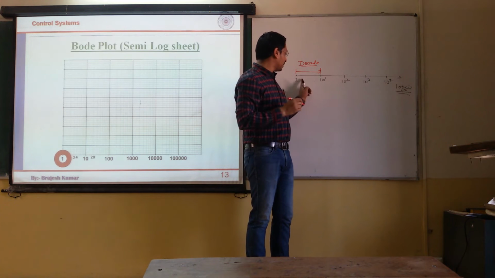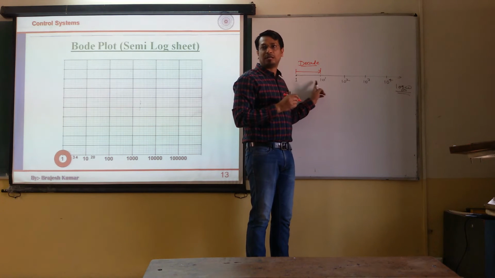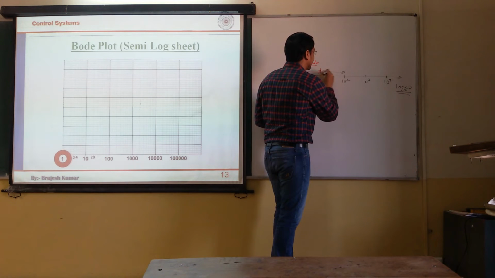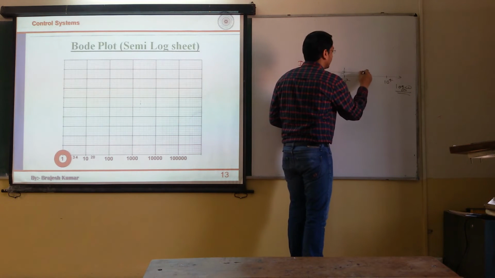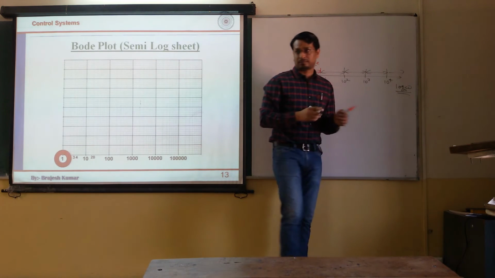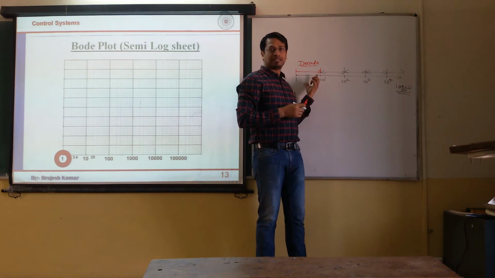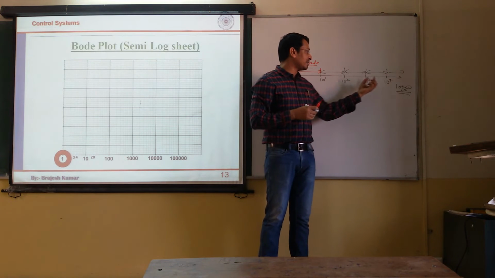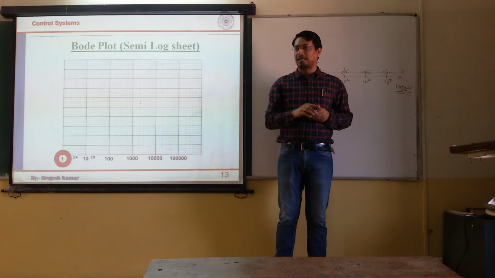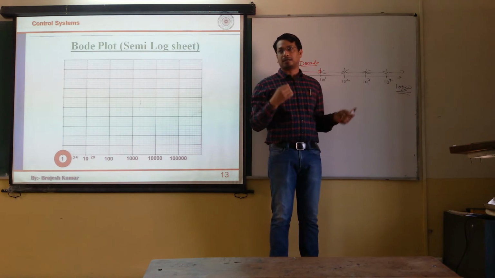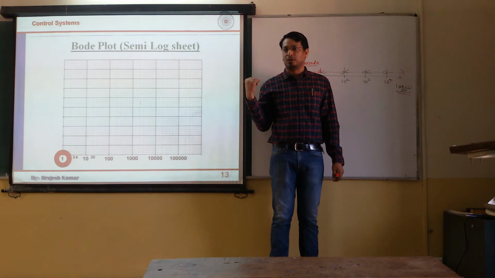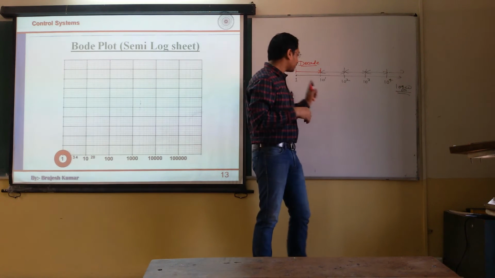So this particular thing where the value varies from 1 to 10 is 1 decade, then this one is the second decade, this one is the third decade, fourth decade, and likewise. You can also say these are cycles: 1 cycle, 2 cycle, 3 cycle, 4 cycle, 5 cycle. So here how many cycles are there? I think 6 cycles of values are depicted in this particular semi-log sheet, correct?